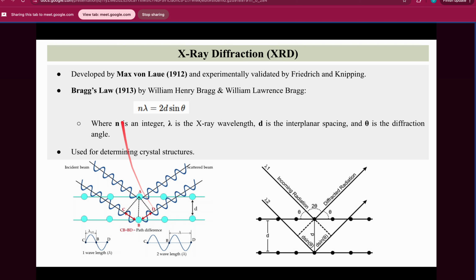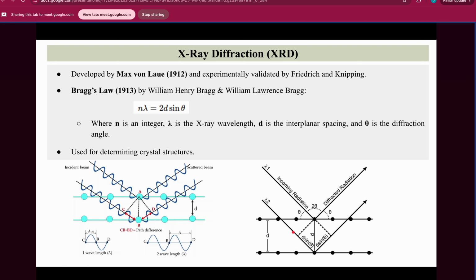So what is the path difference? In n lambda equals 2d sine theta, lambda is the wavelength, which means the length of a single wave. When we say n lambda, n is an integer number, so it depends on how many waves we are calculating the length for. If we need to find the length of two waves, it will become 2 lambda, lambda plus lambda. That is how we calculate the wavelength. Now, how will we find this? Among two waves, the length will be CB plus BD. So what is this length?